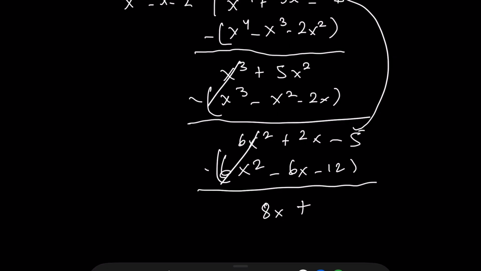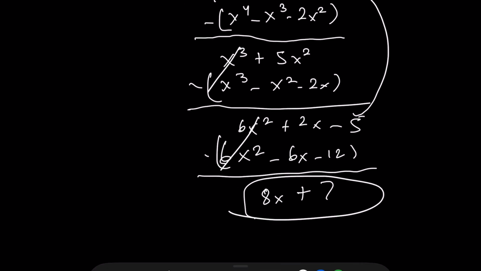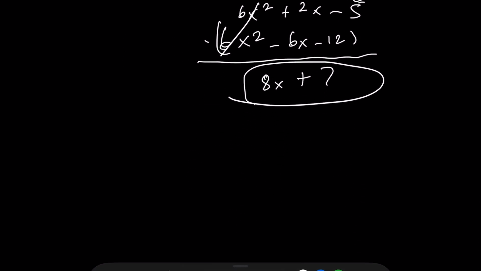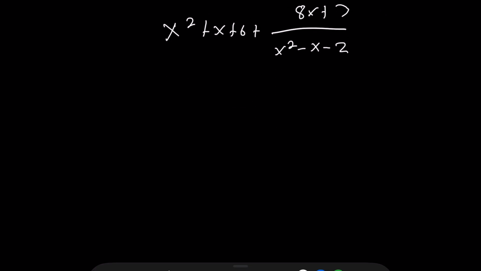And 12 minus 5 is 7. And then this is the remainder. So this is the answer we get. That's all. And this is just long division from numbers adapted to polynomials, pretty much.